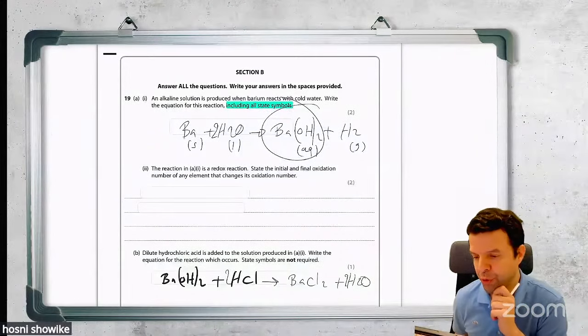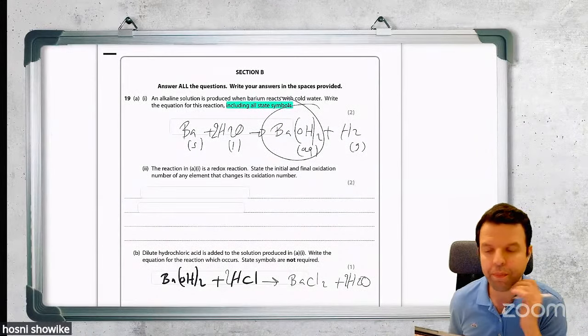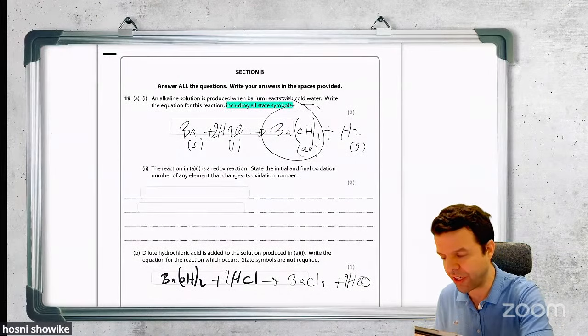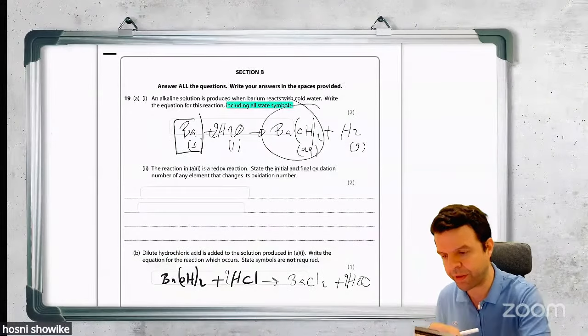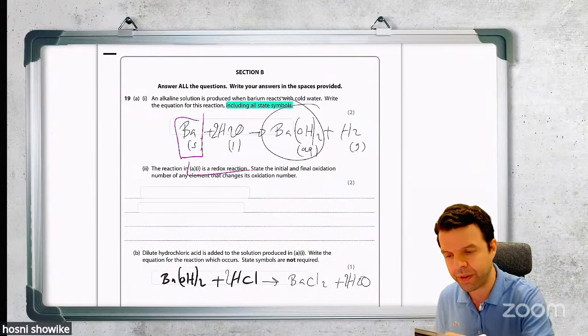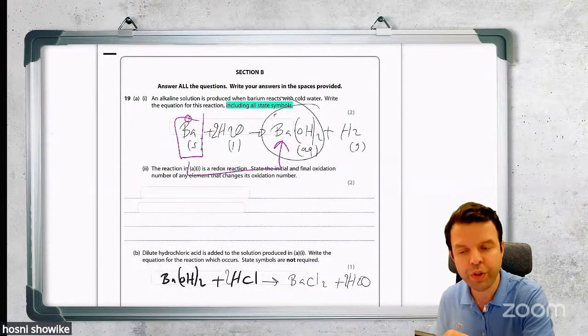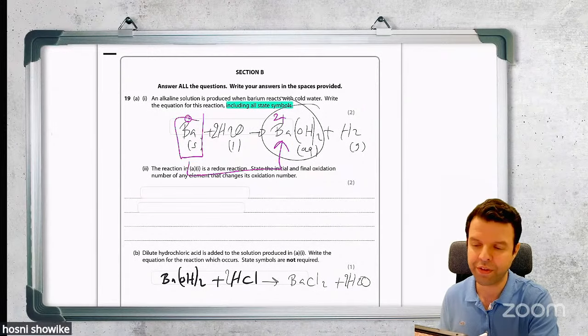They wanted me to show them redox in this reaction. So how much is the change in the oxidation number of barium here? Barium went from Ba here to its ionic form. So that's a 0 to 2 plus.